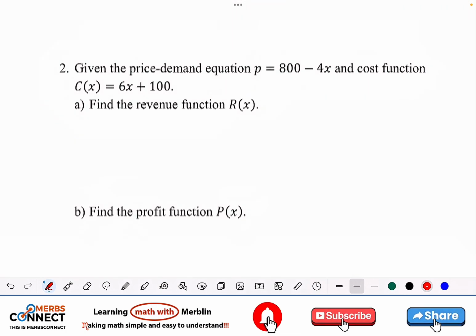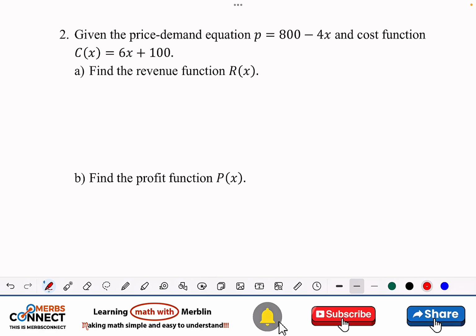Let's look at question two. So given the price demand equation, which is this, and then the cost function, which is this, we need to find revenue. So revenue is equal to quantity times price. So as I said, always check what is here. If this one is X, then it means that we need to get away with the P. If this one is P, then we need to get away with the X.